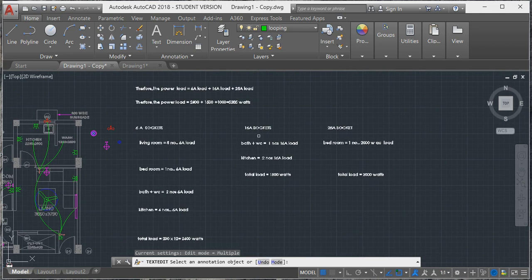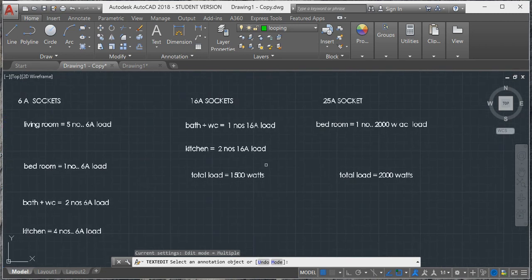Now the 16 ampere sockets. According to the standard we have to give 500 to 1500 watts. I am giving 500 watts for 1 16 amp socket, totally 3 numbers, so in total we will get 1500 watts.